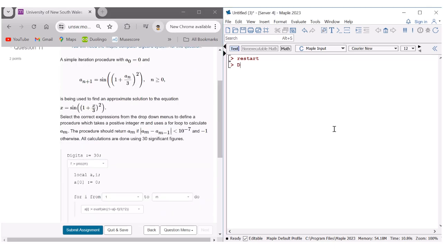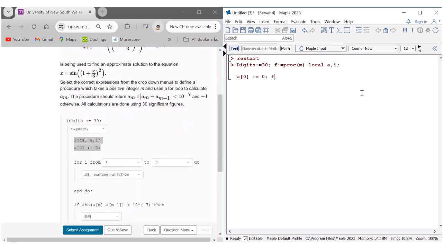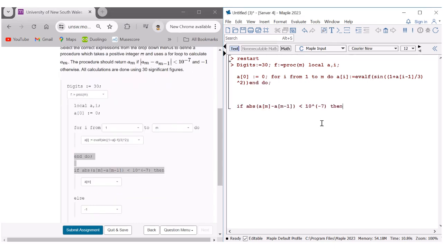Okay. So digits up to 30, look, f, proc m. I think you just copy these ones in as well. So that f5 from 1 to n do. Should be right. Then am else e1 and if and proc. Okay, that should be right.